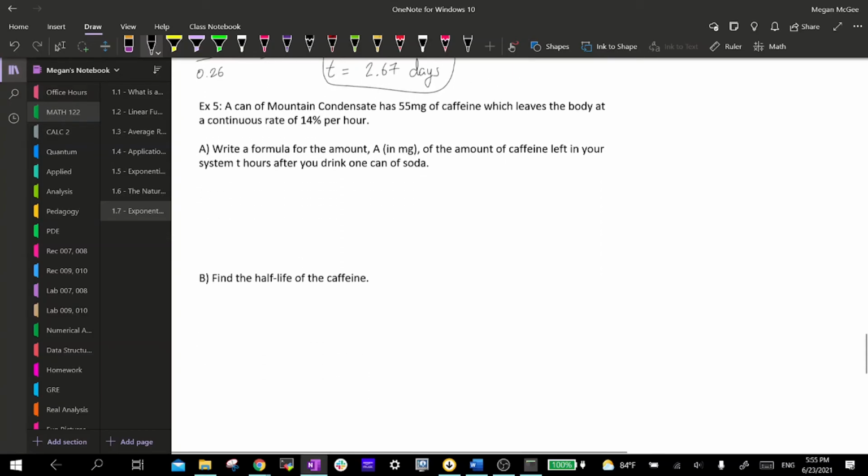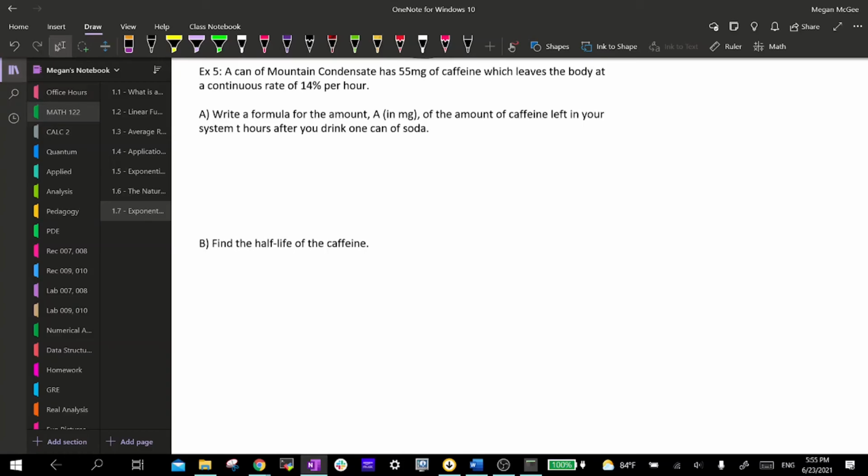All right, and this is our last example for today. So example number 5, a can of mountain condensate has 55 milligrams of caffeine, which leaves the body at a continuous rate of 14% per hour. So we have 55 milligrams of caffeine leaving the body at a continuous rate of 14%. Part A, write a formula for the amount of caffeine left in your system t hours after you drink 1 can of soda.